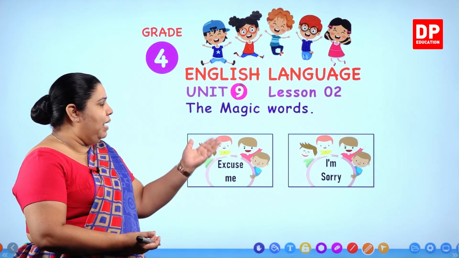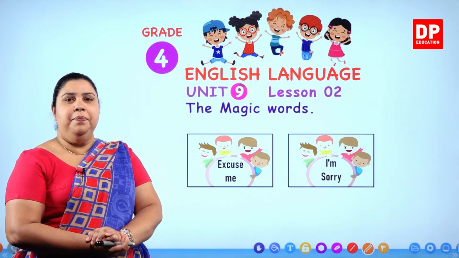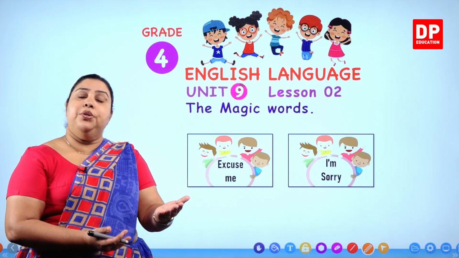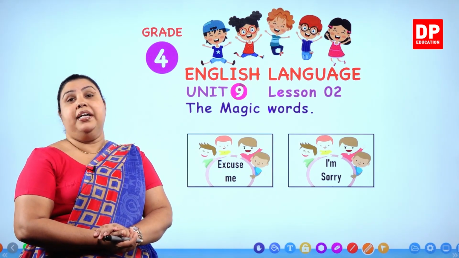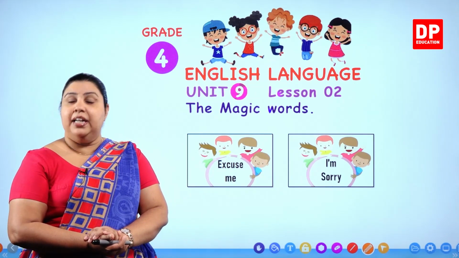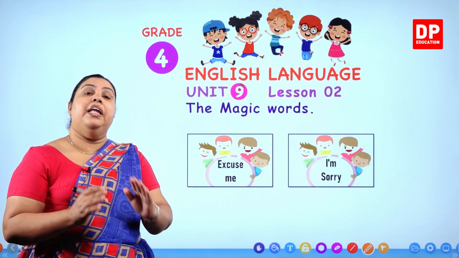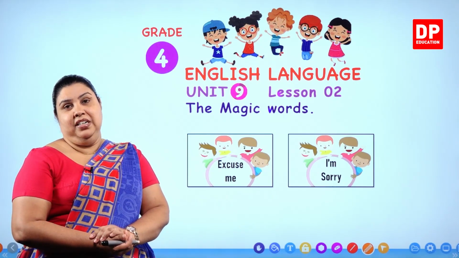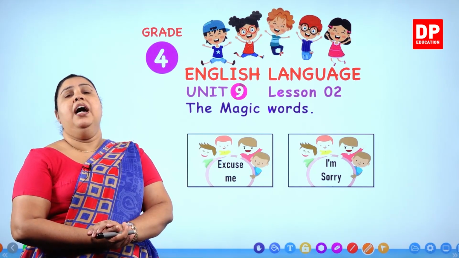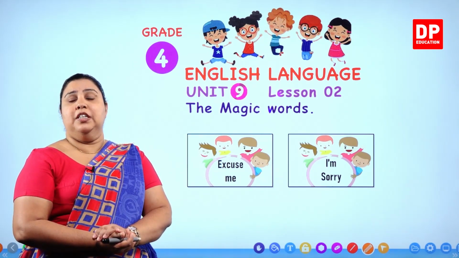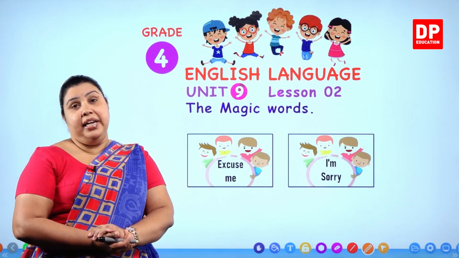Now these magic words which we are going to talk about in our lesson today are the words that we usually use. But these words are very important. Very important. You have to include them in your day-to-day life.